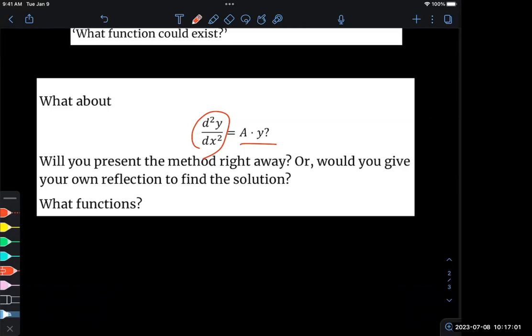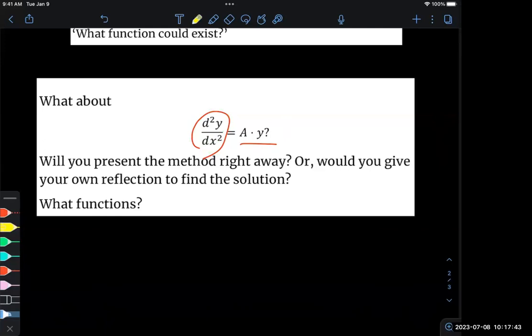But let me ask you guys again, you are more than willing to type, all right? Can you give me an example of a function that I differentiate twice and it becomes itself? Is there any function that becomes itself after differentiating twice? Sure, let me wait for the response. So I'm looking for a function that I differentiate twice that becomes itself. Please give me an example.